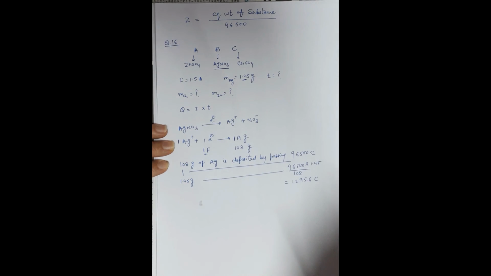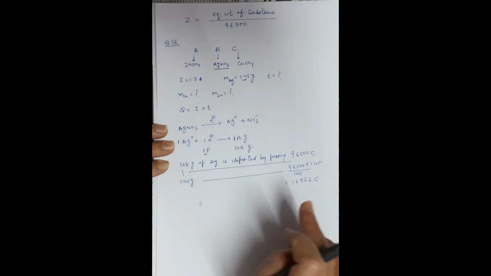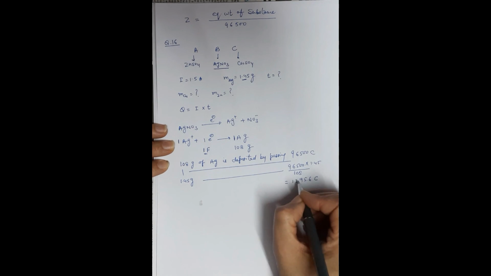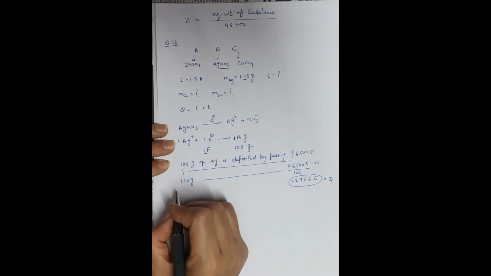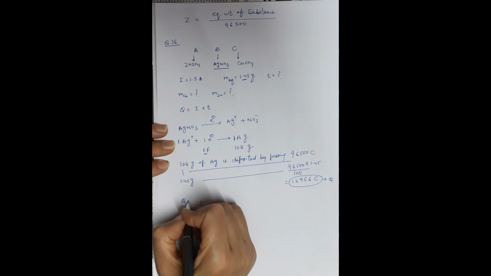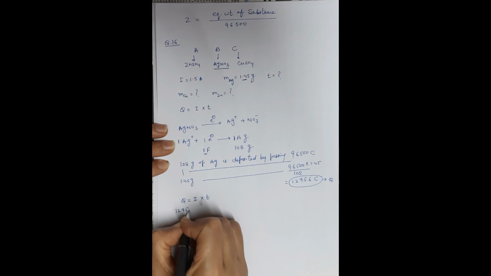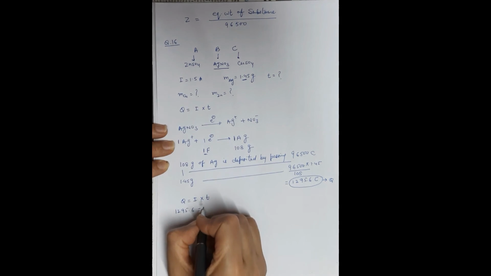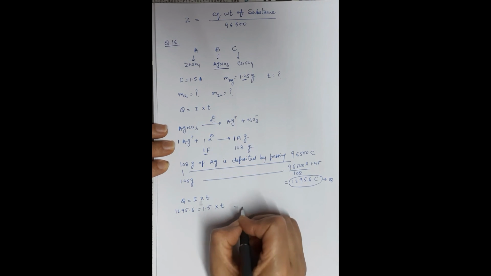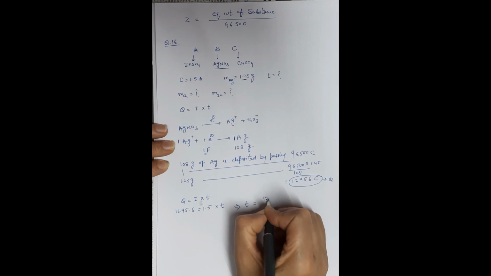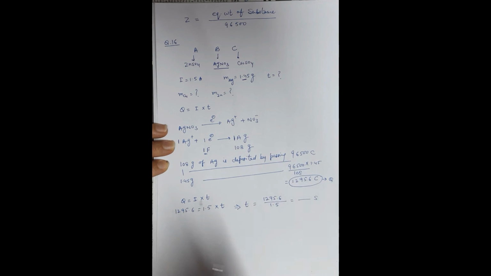And if this much charge is passed and 1.45 gram of silver is deposited, we know as the three electrolytes are connected in series, the same amount of charge is passed through all of them. So now we got the charge, which is passed through the circuit through all electrolytes. I'll apply the formula Q is equal to I into T. Q is equal to 1295.6. I is given to us, that is 1.5 ampere. We can calculate time, which is equal to 1295.6 upon 1.5. This will come in seconds.